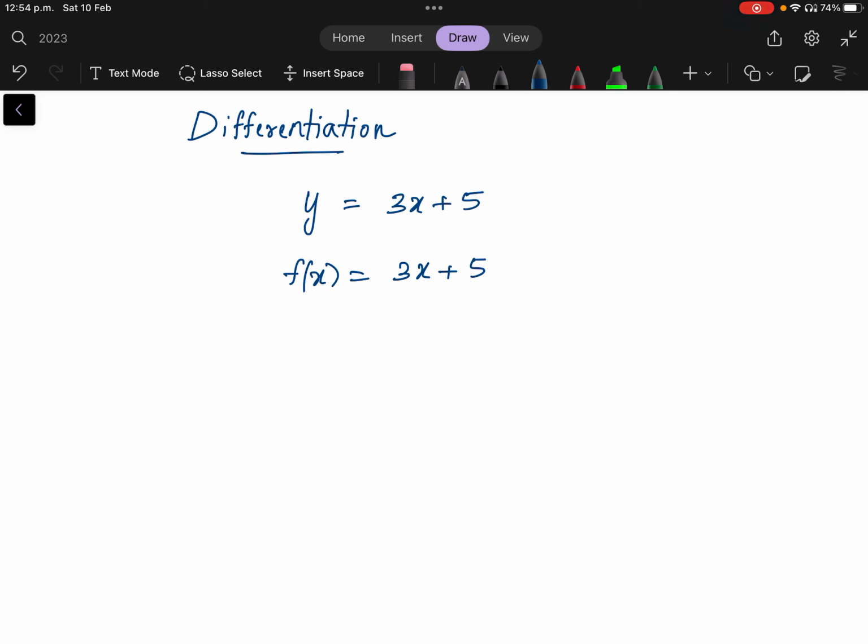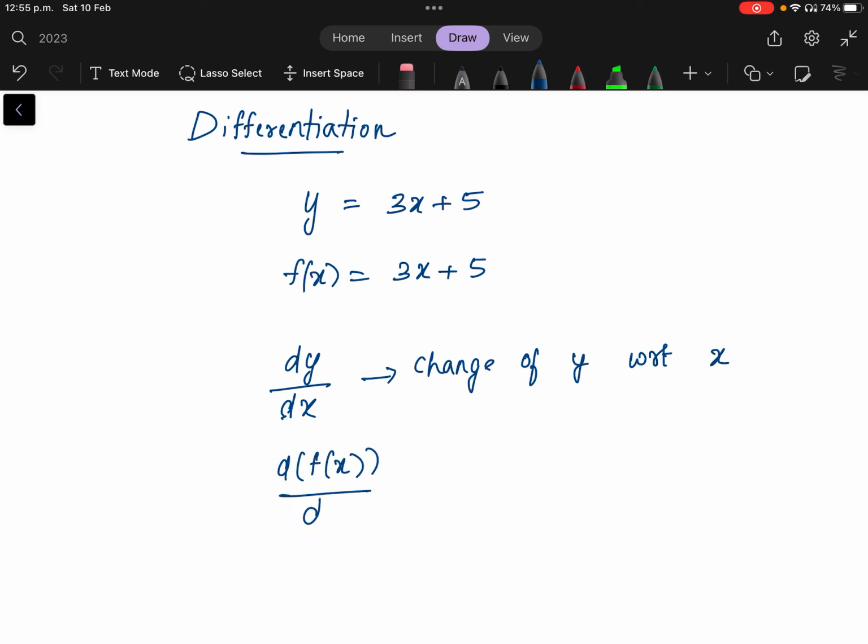Okay, so now if you say that dy over dx, which is the change of y with respect to x, so let me just write it down here. Change of y with respect to x, WRT means with respect to. So that is called dy by dx. Or if you want to write it in function notation, it is d of f of x over dx. So this is called differentiation. It is a method to compute the rate of change of one function with respect to the input, and this is also called the derivative.